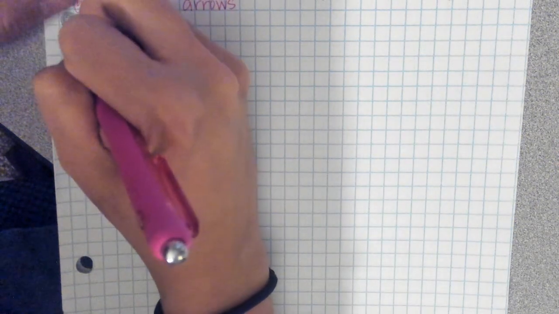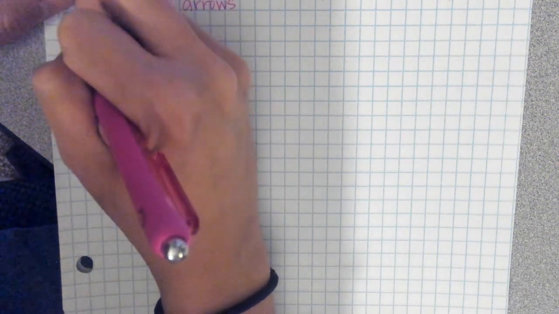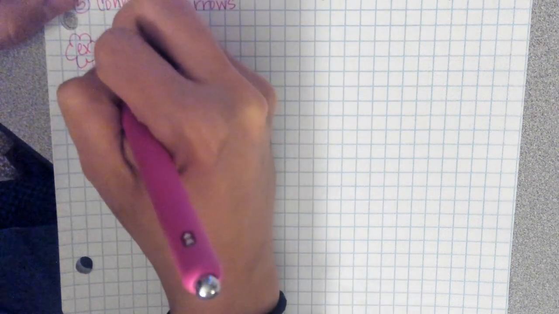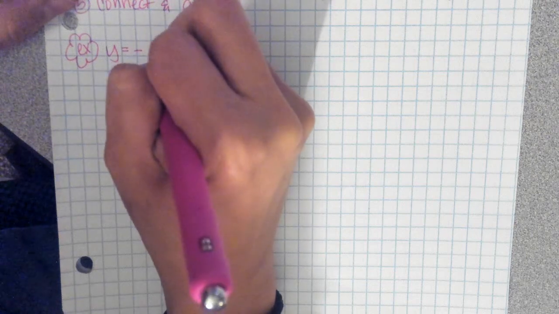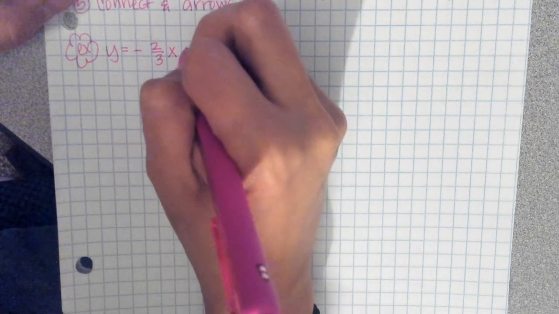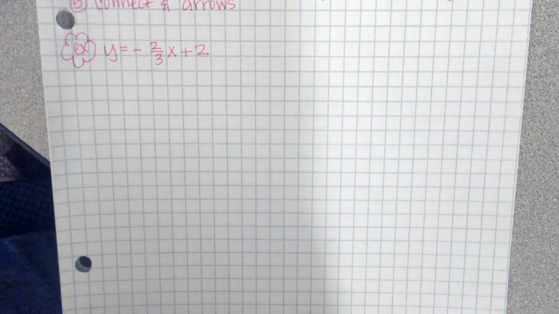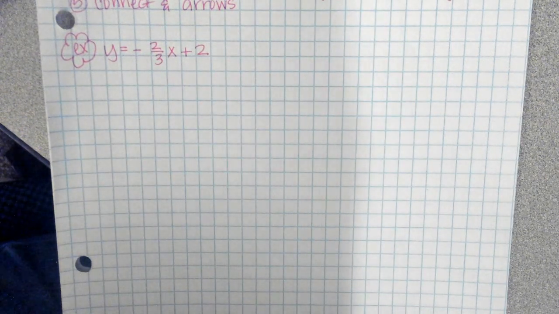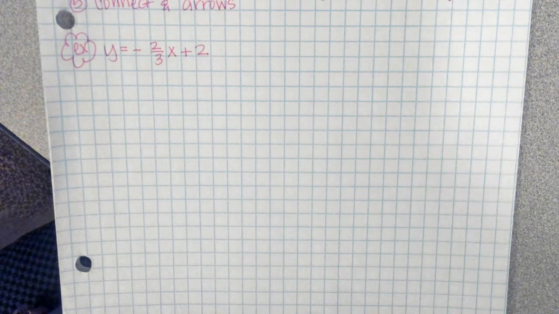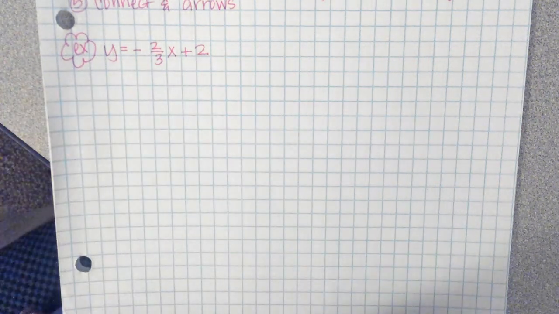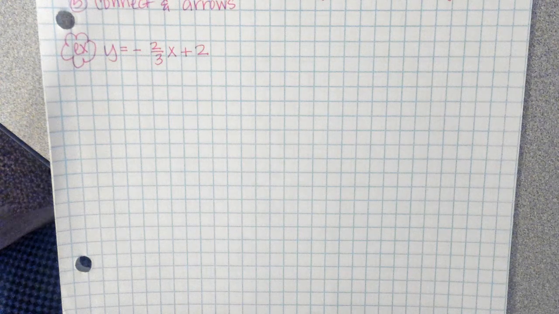All right, our first example, we're going to start off easy. We want to graph y equals negative 2/3 x plus 2. So my first step says change to slope-intercept form, which is y equals mx plus b. Well, it already is in slope-intercept form, so there's nothing for me to do as far as that step.